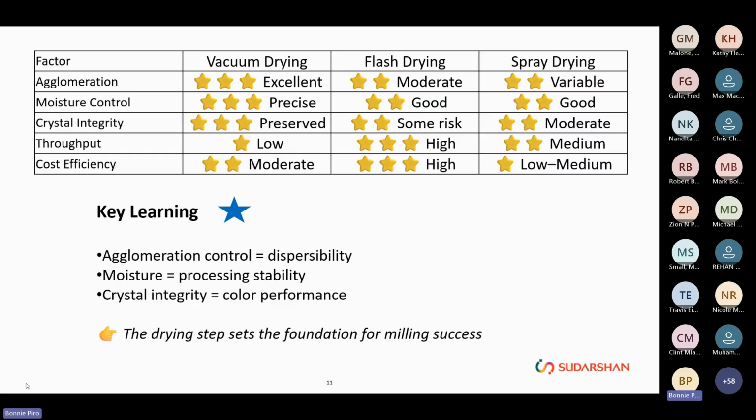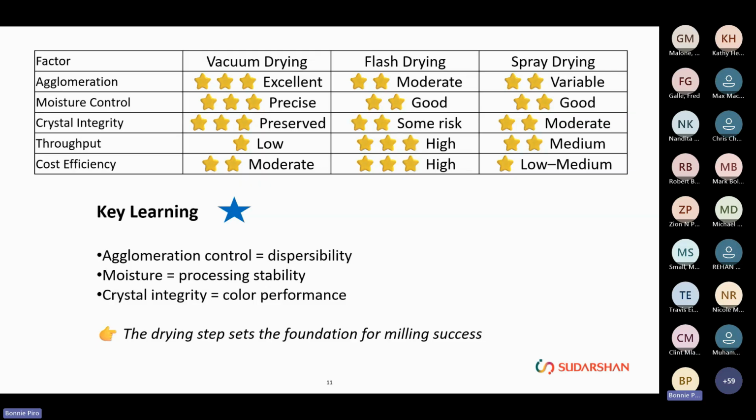So this chart really just gives you a feel for a few types of drying techniques that are used in making a pigment and how they influence different parts of the property and the process. Agglomeration, moisture control, crystal integrity we talked about, throughput and cost efficiency. They kind of go hand in hand with the cost of the actual pigment itself. But everything has to match up.